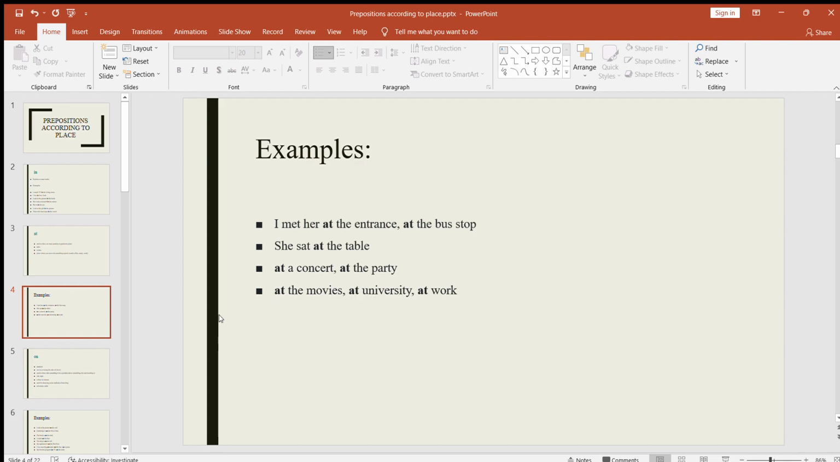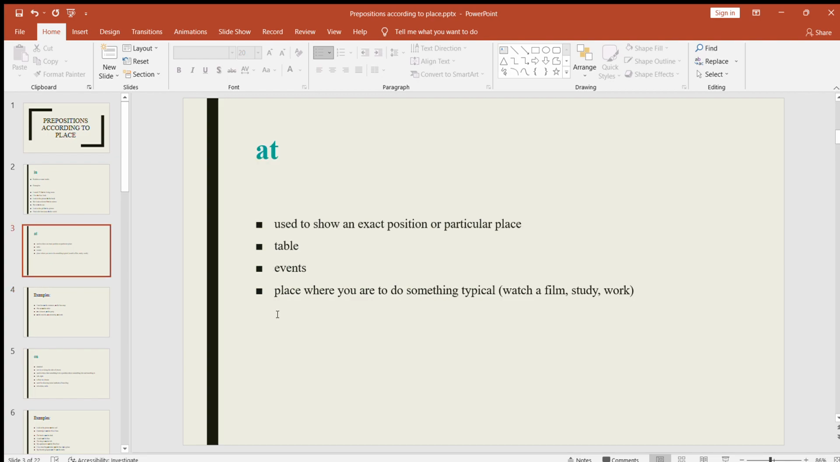For example, I'm at the cinema. I'm at my university. I'm at the library. I'm at the canteen. So it is the place where you go to do something typical and then you come back. I hope you understand the use of "at" according to place.